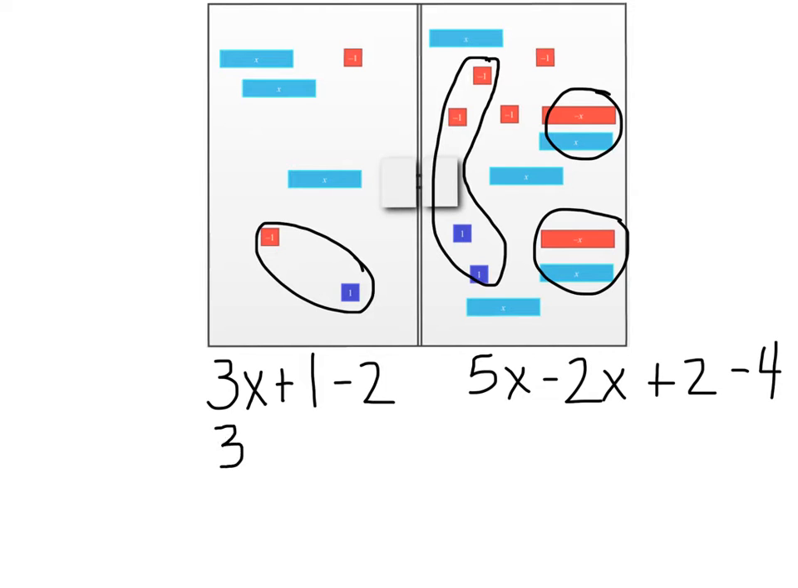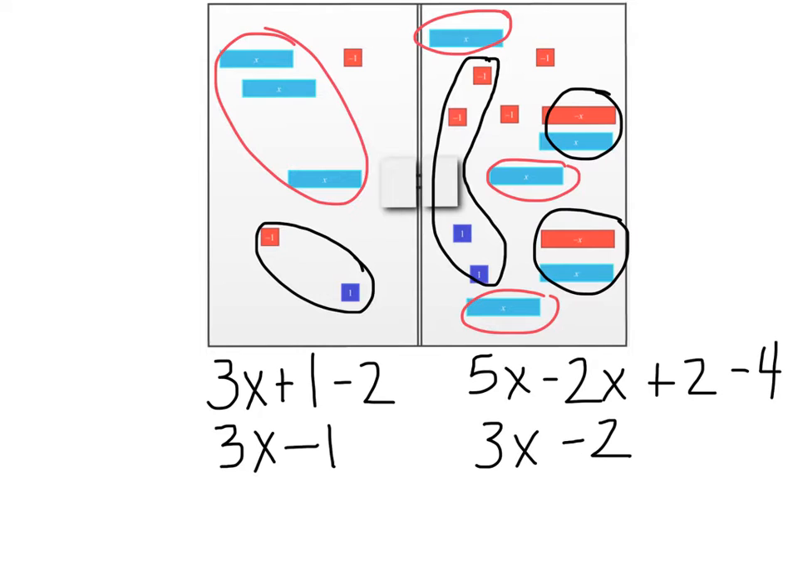When we do this in this example, we end up with 3x minus 1 and 3x minus 2. Another legal move we could use to simplify these two expressions is removing like terms from both sides. If we remove 3x from both sides, we are left with negative 1 on the left and negative 2 on the right. That tells us that the mat on the left is greater than the mat on the right.